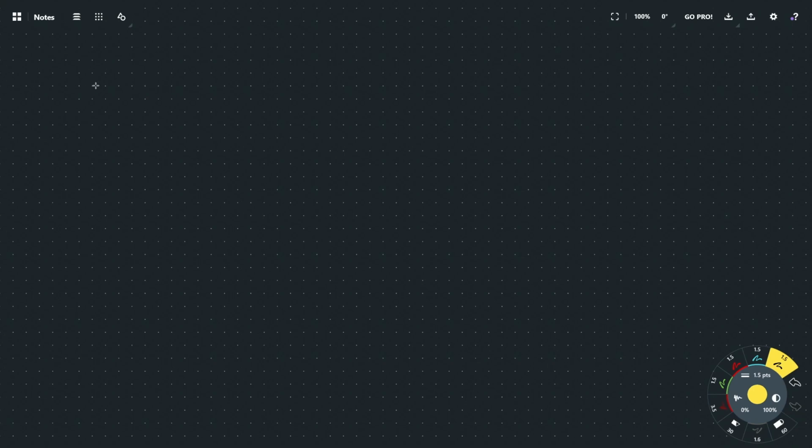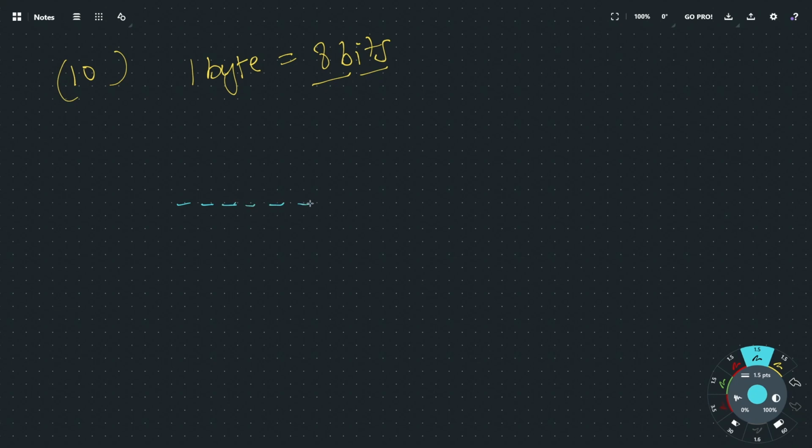So before starting with negative numbers, let's see how positive numbers are dealt with in binary. Let's take 10 as an example, right? We know for a fact that 1 byte is equal to 8 bits. So let's assume this integer value is stored in 1 byte, which means it will be stored in 8 bits, right? So I'll make a structure of 8 blocks, and these 8 blocks represent the 8 bits in which the number would be stored.